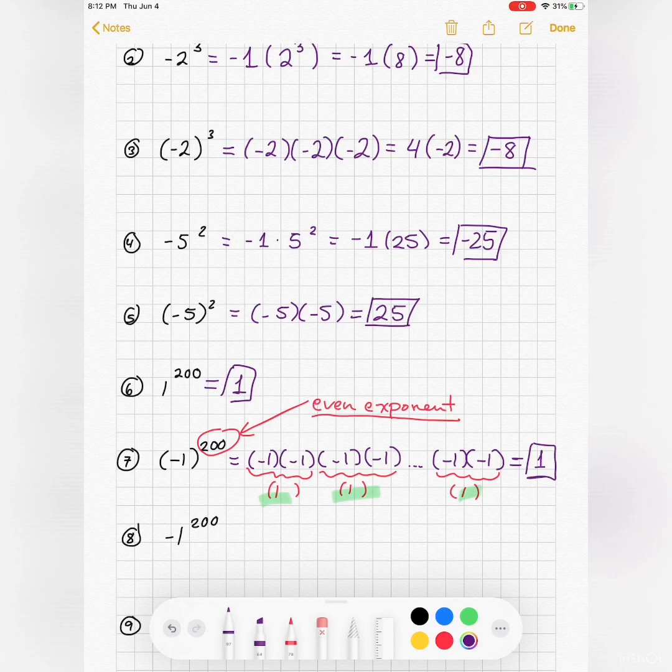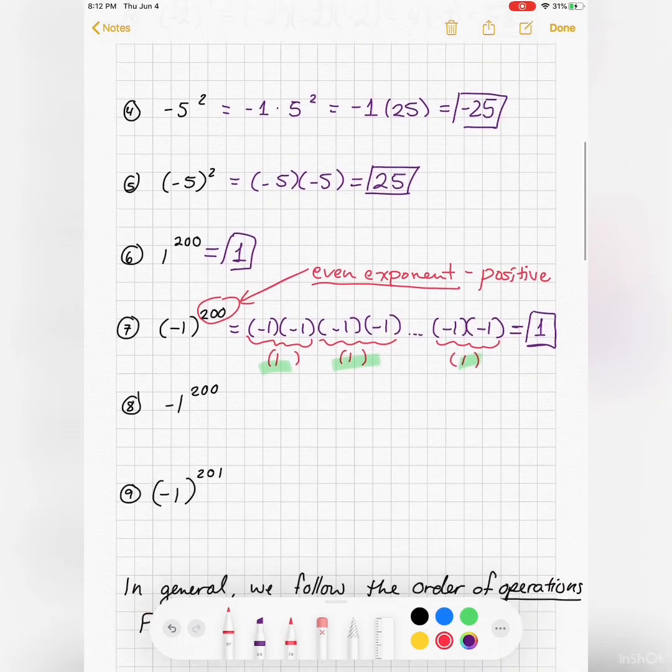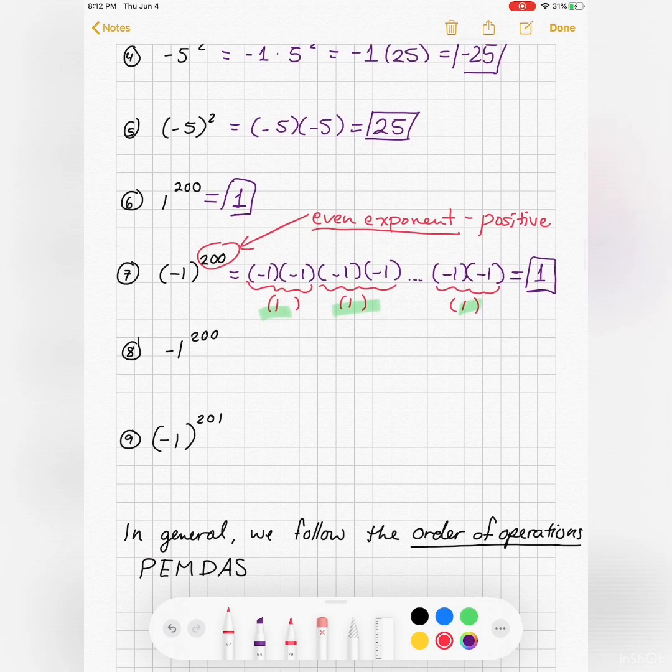Okay, so that even exponent means that the result will be positive. Let me skip 8 for a second and look at number 9. Number 9 looks very similar, except I have an odd exponent. So I bet you can guess what's going to happen here.